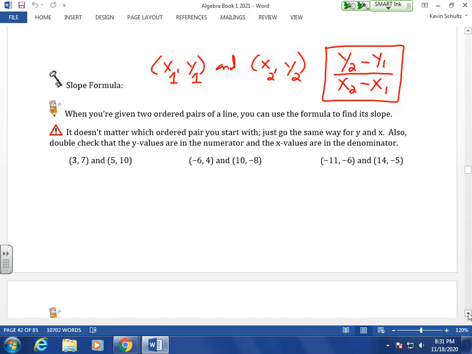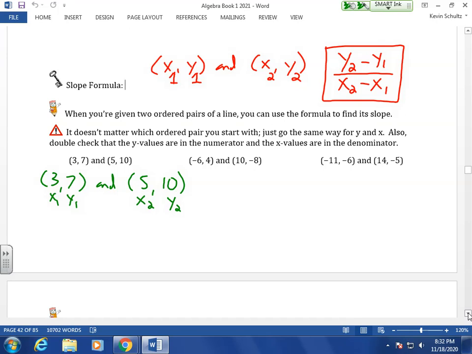Especially if you're learning it for the first time, 7th graders and maybe some 8th graders that are a little bit fuzzy on it from last year, I highly recommend that you take these ordered pairs, I'll rewrite them so they're bigger, (3, 7) and (5, 10), and label them x1, y1, x2, y2. First x, first y, second x, second y.